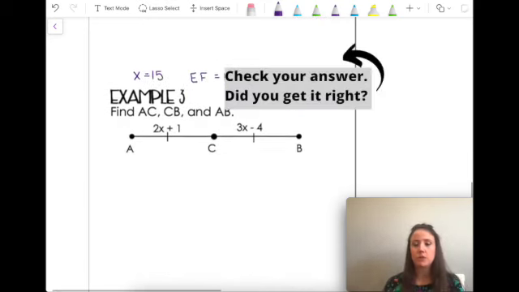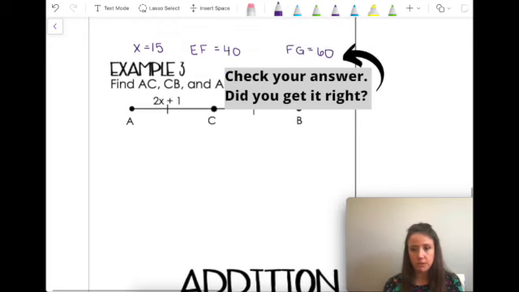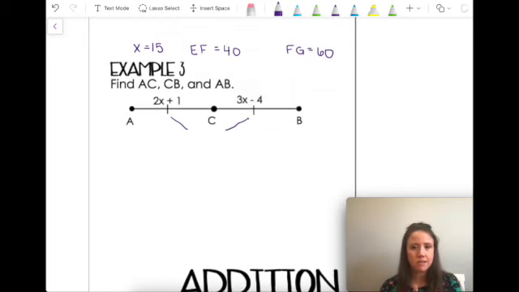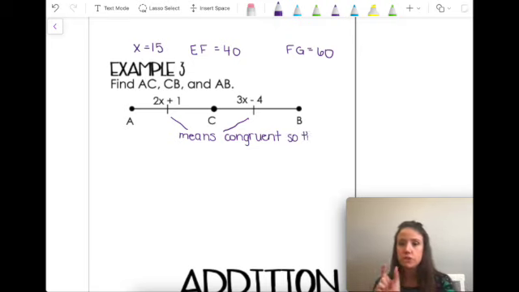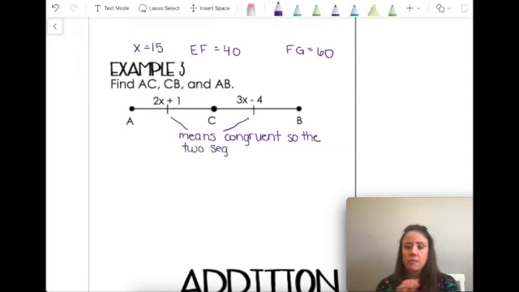So, all right, I'm going to show you one more example because we have these fancy symbols there. Mathematicians are lazy. They don't want to actually write out words, so they make these little slash marks to mean that these two segments are congruent. That means that these two pieces are equal, okay? Congruent, equal, same thing. So I'm writing that down. Good idea for you to write that down too if you do not know that.